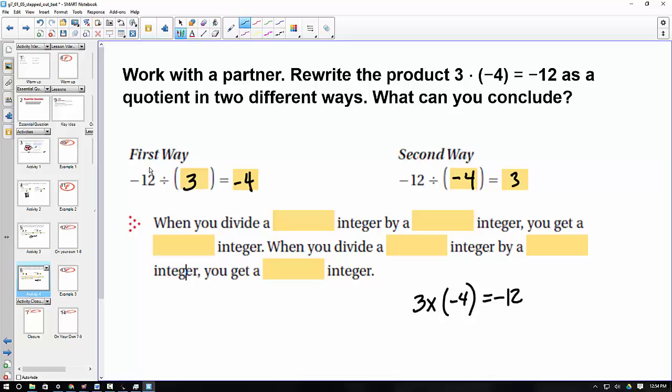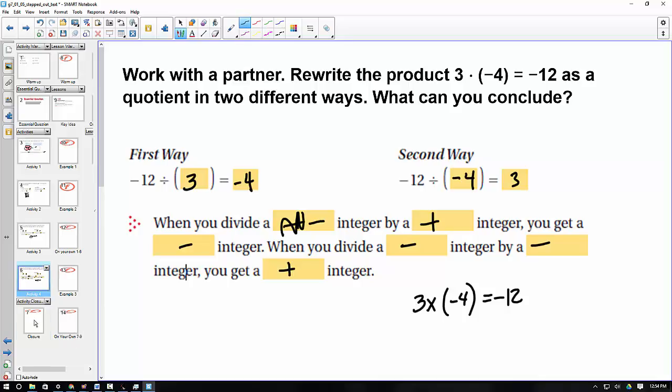And let's just examine this a little bit further. -12, so a negative divided by a positive is a negative, and a negative divided by a negative is a positive. This is the same rule as multiplication. So when you divide a negative integer by a positive integer, you get a negative integer as an answer. And when you divide a negative by a negative, you get a positive.